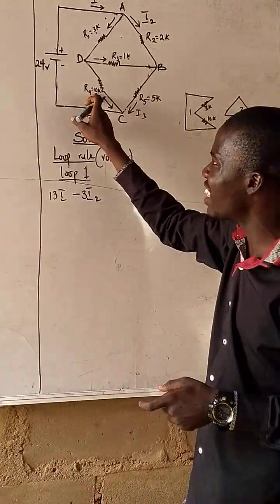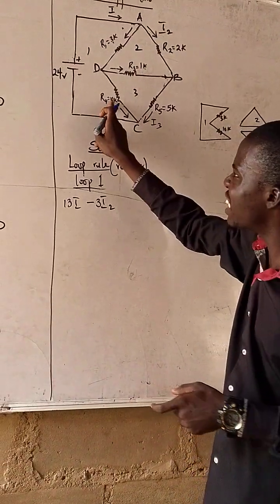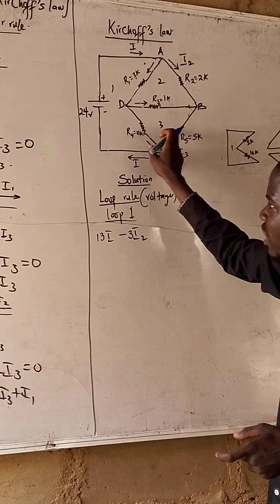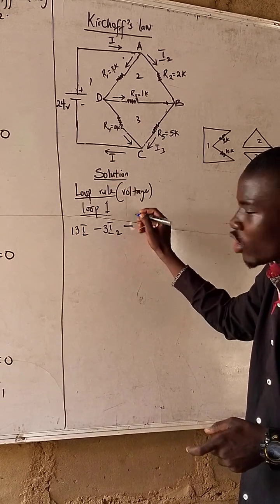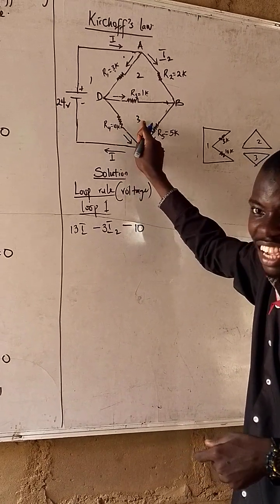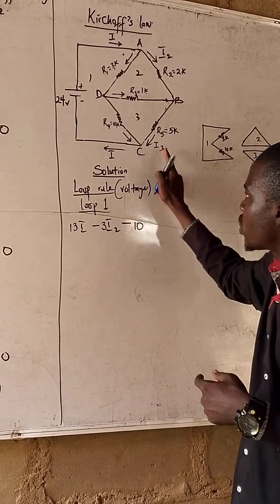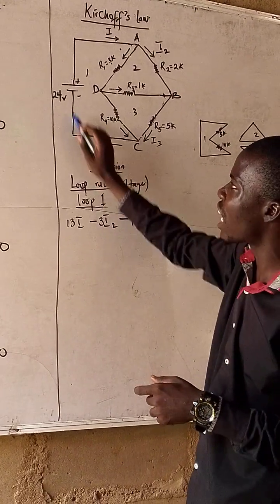Again, look at this 10K. This 10K is sharing something with loop 3. This is loop 1, loop 2, loop 3. This 10K is sharing it with loop 3. They are both sharing it. So because they are sharing it, I will subtract it. So minus 10. That's 3rd loop, right? So what's the current of the 3rd loop? I3.